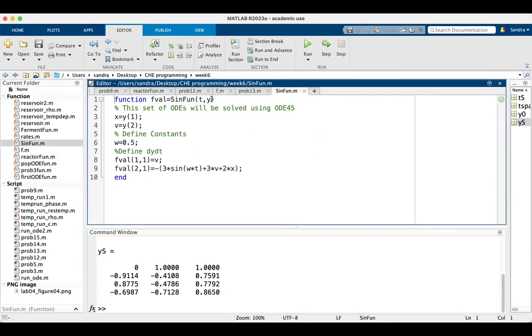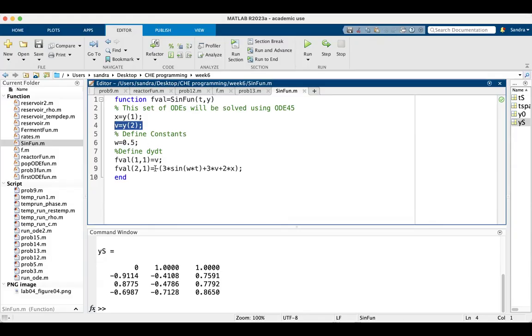In sin fun, it takes two variables. Your first variable is x. Your second variable is v. Basically, I'm writing here dx by dt is equal to v. Okay, not y. dx by dt is equal to v. So your first equation is dx by dt, which is equal to v. Next equation will be dv by dt. So that is this one.